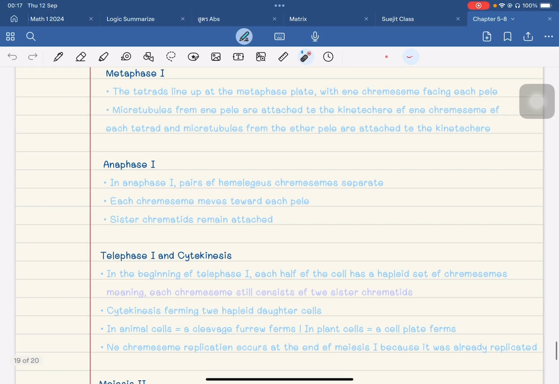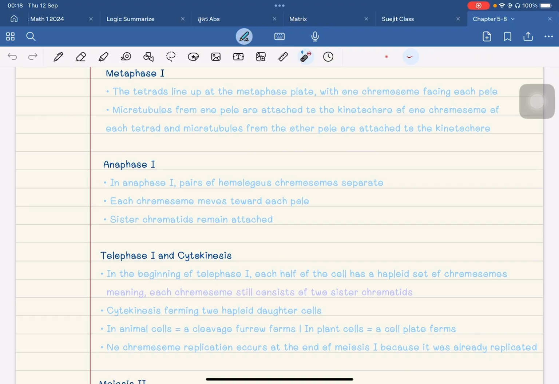Then anaphase 1. In anaphase 1, the pairs of homologous chromosomes separate. So each chromosome moves towards each pole, and the sister chromatids remain attached. Then telophase 1 and cytokinesis.